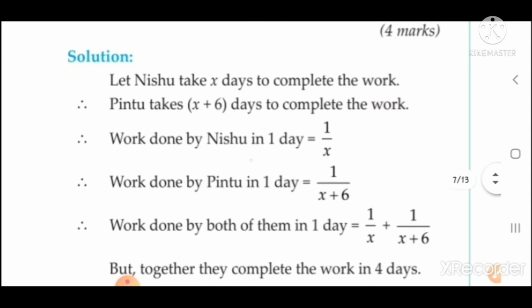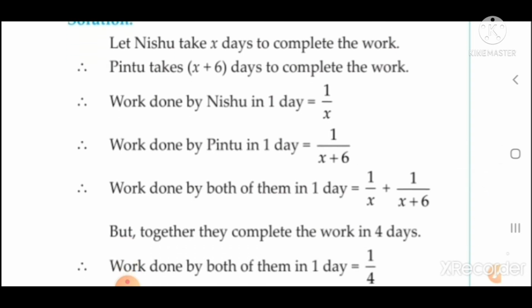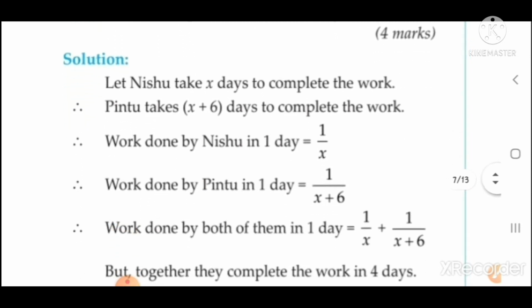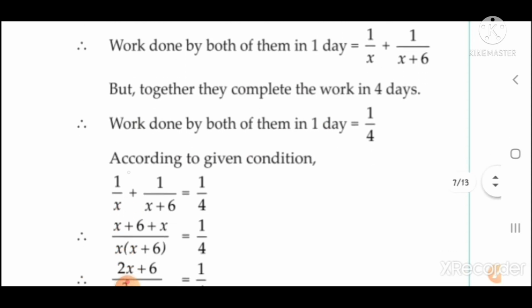4 days. For one day, what will be the work done by Nishu in one day? It will be 1 upon x, and for Pintu it will be 1 upon x plus 6, right. So work done by both of them will be what, add, combine, you have to add, 1 upon x plus 1 upon x plus 6, right. But together they complete the work in 4 days, but if both work together, the work will be finished in 4 days. So 1 upon 4 it will be. So according to the given condition, it will be 1 upon x plus 1 upon x plus 6 is equal to 1 upon 4. Correct?